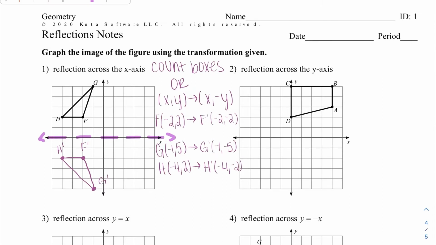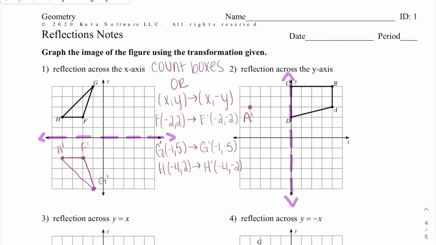Let's look at the second example. The second one wants us to do a reflection across the y-axis. So the first thing we want to do is locate the y-axis, our line of reflection. Remember, you can do either method, counting boxes or using the rule. We'll first start by counting boxes. So let's start with point A. Point A, to get to the line, we have to go left 1, 2, 3, 4. So you're going to continue on the other side of the line in the same direction, 1, 2, 3, 4. And this will give you your new point A prime.